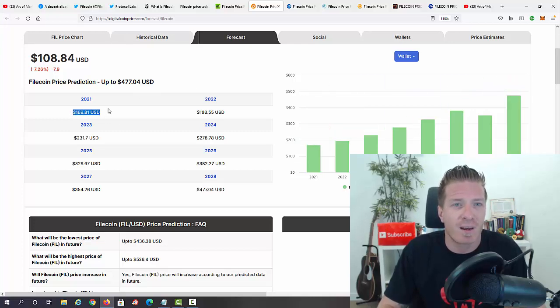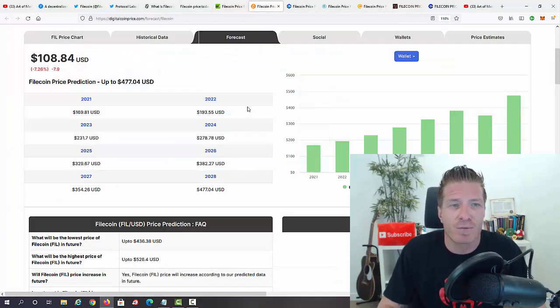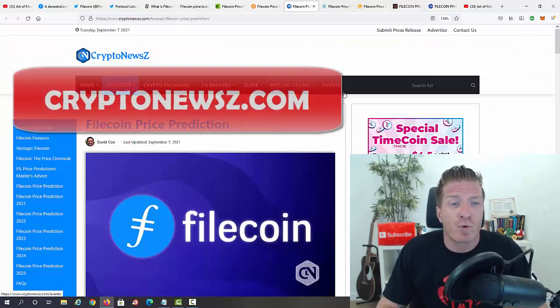Again, I think this is pretty conservative considering that the all-time high was $237, and I think at least it will go back to the same all-time high still this year by the end of 2021. So I think $250 this year easily, but this is digital coin price. Again, pretty conservative, but there's still a lot of room to grow. Next up, I have cryptonews.com.